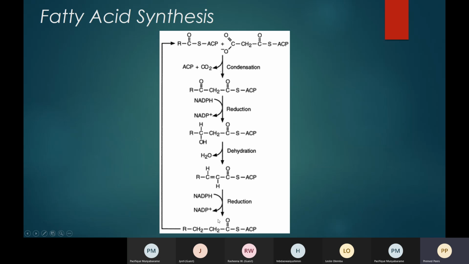Notice that the redox reactions occurring are the opposite of last time. We combine 2 carbonyls, then we make an OH, we get rid of it to make a double bond, and then we get rid of the double bond. But notice the building block is not acetyl-CoA, it's malonyl-CoA, which is 3 carbons, but we only add 2 carbons. That's because the last carbon gets lost as CO2. We essentially add CO2 to make this thing, and then it gets lost.